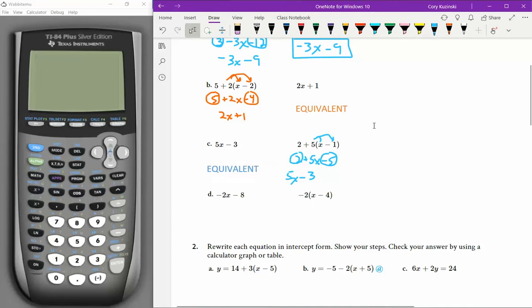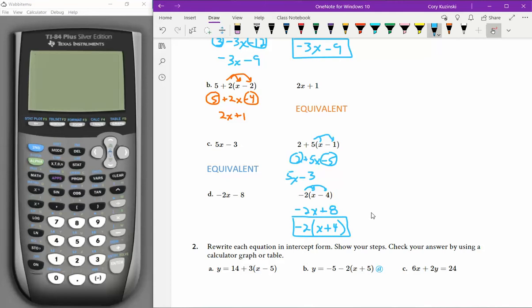And this is probably one of the easier ones. We don't have to do any combining like terms, but we do have to distribute a negative, and that might mess some people up. So negative 2x, which is negative 2 times x. And then I look at this as negative 2 times negative 4, which is positive 8. So these are not equivalent. How would we fix it? I guess we would want to change the right side to negative 2 times x plus 4.